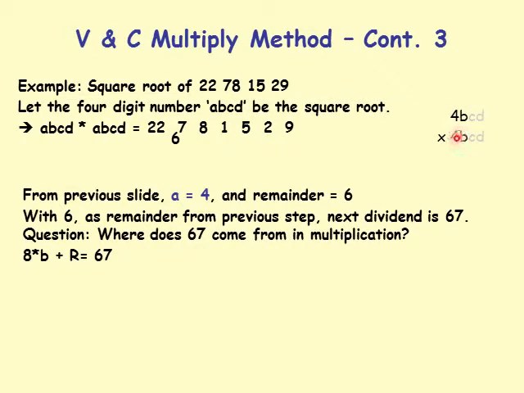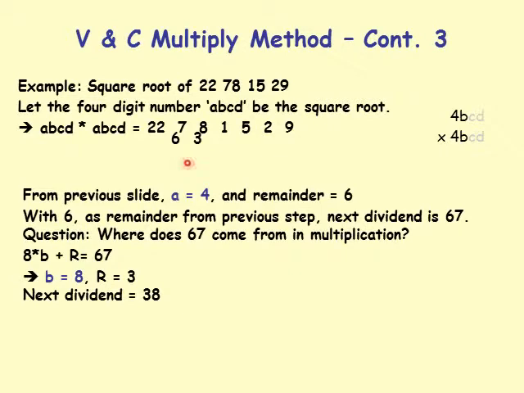4b plus 4b, which is 8 times b, plus any remainder is 67. That means b is equal to 8 and the remainder is equal to 3. The largest b I can get is 8, and still have a remainder of 3. So the next dividend, with 3 here and 8 as the next digit, is 38.